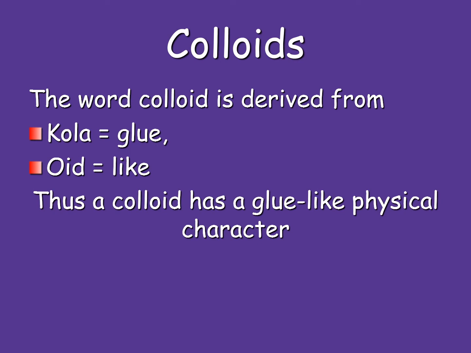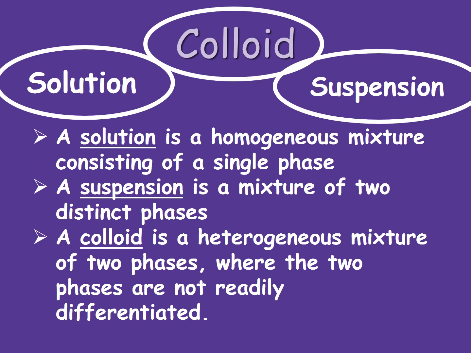A colloid has a glue-like physical character. A colloid is a system between a solution and a suspension. A solution is a homogeneous mixture consisting of a single phase. A suspension is a mixture of two distinct phases. A colloid is a heterogeneous mixture of two phases, where the two phases are not readily differentiated.